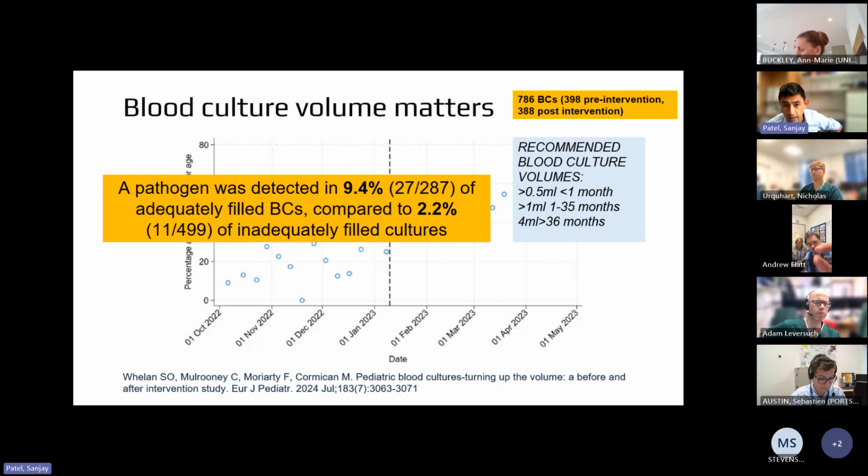And for this group, for their quality improvement project, they found that a pathogen was detected in 10% of cases when you had adequately filled bottles, compared to just 2%. So if we're making decisions about stopping antimicrobials on the basis of a blood culture, it seems a little bit trickier. Although if you just spun a coin, in all probability the blood culture is likely to be negative, because the majority of paediatric blood cultures taken are negative. But you are increasing that likelihood of it being negative if you don't put enough blood or no blood into a blood culture bottle.